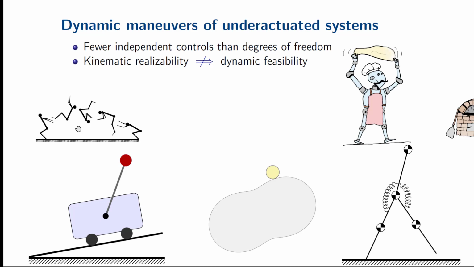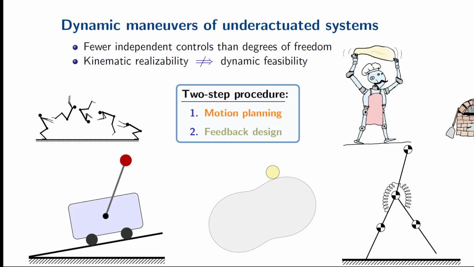Now, when you want to make such a system execute such a maneuver, then you generally divide the problem into two parts. So in the first, the motion planning part, you look for a motion which is actually dynamically feasible and which satisfies certain criteria. So perhaps you want it to be energy efficient, avoid collisions, and so on and so forth. Perhaps you solve a trajectory optimization to find this type of motion which has these desired properties.